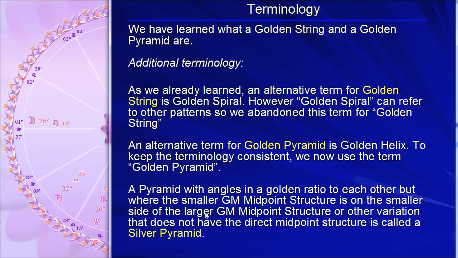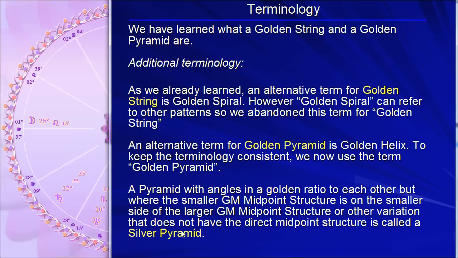Also, by the way, a little bit of terminology. I mentioned here that originally we came up with the term golden spiral. We're dropping that to use the term golden string. And if you ever see a reference to golden helix, that's an older term for golden pyramid. But we've now settled on this terminology, golden string and golden pyramid.